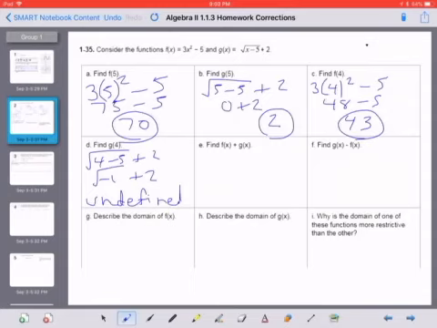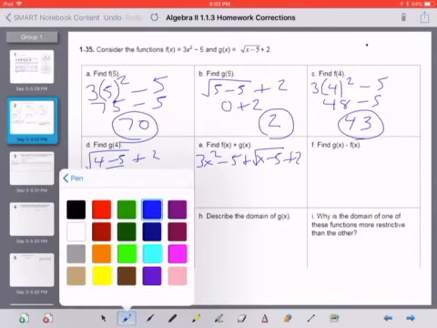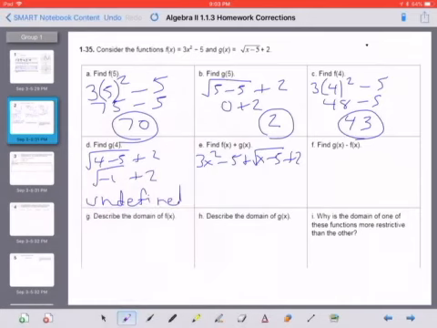And then E and F are having you just simplify the functions by either adding or subtracting them. So for E, we're finding f of x plus g of x. So we're going to do 3x squared minus 5 plus the square root of x minus 5 plus 2. And we're going to combine like terms. So to combine like terms in this case, the only thing we can combine is the -5 and the +2. So our final answer is 3x squared minus 3 plus the square root of x minus 5. And any way you wrote that would be fine. You could have done it 3x squared plus the square root of x minus 5 minus 3.